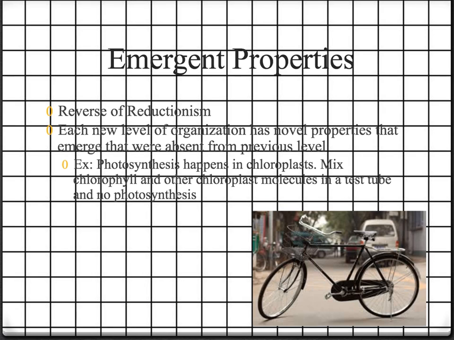Now, this doesn't always work, so sometimes we apply the process that's called emergent properties. And this is just the opposite of reductionism, where reductionism was going from large to smaller, smaller, smaller. Now we're looking at what is coming out of each new level. So every time we move up a level, from atoms to molecules, from molecules to cells, from cells to tissues, we're gaining properties that we can study. So every new level has new and different, that's novel, properties that were absent from the previous level.